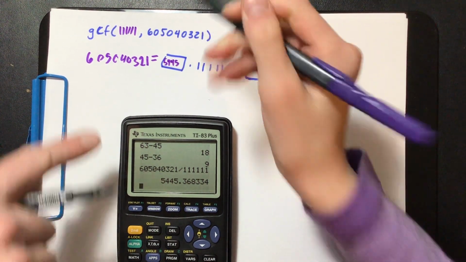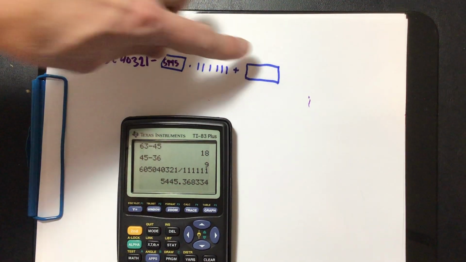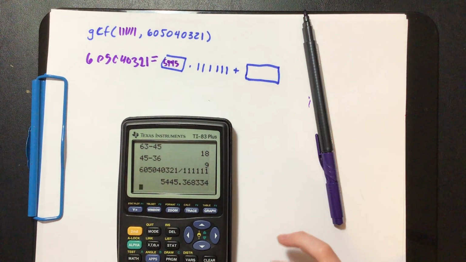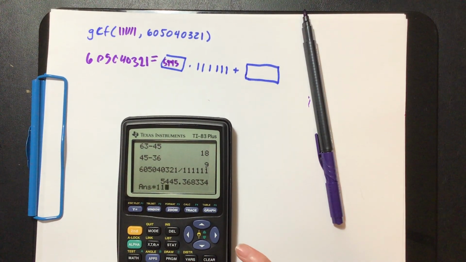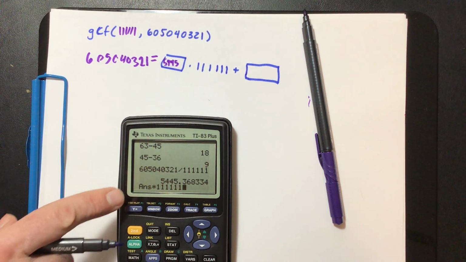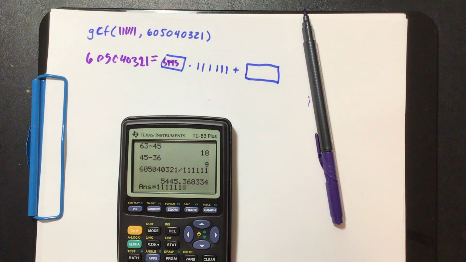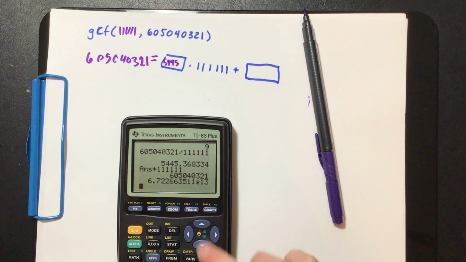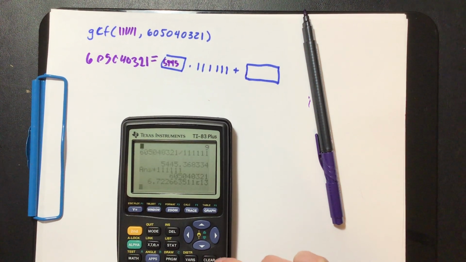So the whole number part goes there. Okay. Now how do we figure out the remainder? Well, we multiply that by the 6 ones. If you multiply just the answer by the 6 ones, it's going to take you back to the original number. Go ahead and hit enter. Magic. Whoa, wacky.